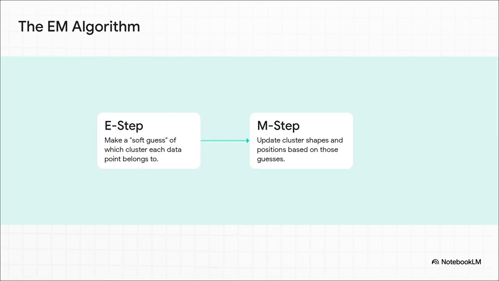So here's how that two-step dance works. First, you have the E step, the expectation step. This is the guess part. For every single data point, the algorithm calculates the probability that it belongs to each cluster. It's a soft guess, like, this point is probably 70% in cluster A, but maybe 30% in cluster B. Then comes the M step, the maximization step. This is the adjust part. Based on all those soft guesses, the algorithm updates the shape and center of each cluster. And it just goes back and forth, E step, M step, over and over. And every single time it goes through that loop, the clusters get a little bit better, a little more accurate.